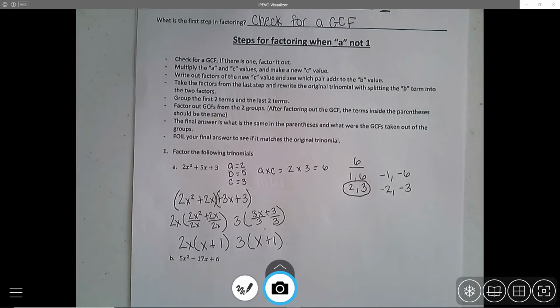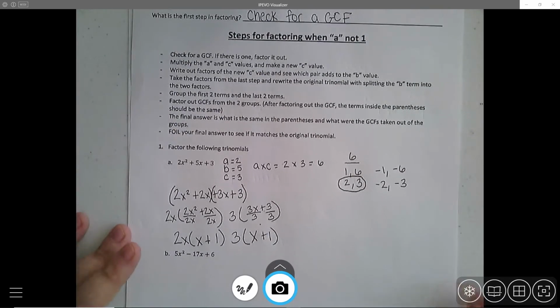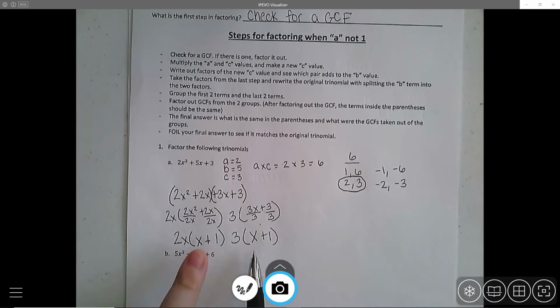Once you have grouped and factored out the GCF, inside your parentheses should be the same thing. If they are not the same thing, you have done something wrong. So this is a checking point to tell you whether or not you're on the right track. Notice how x plus 1 is my same thing in the parentheses.